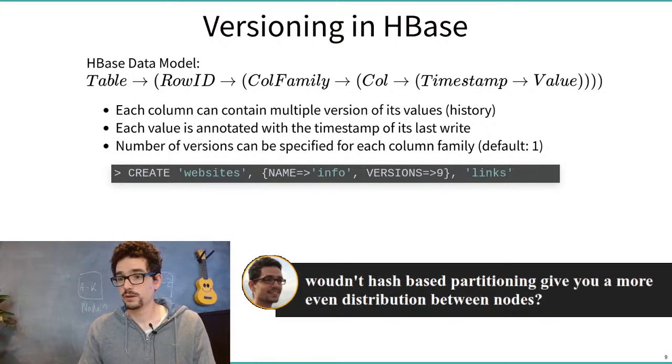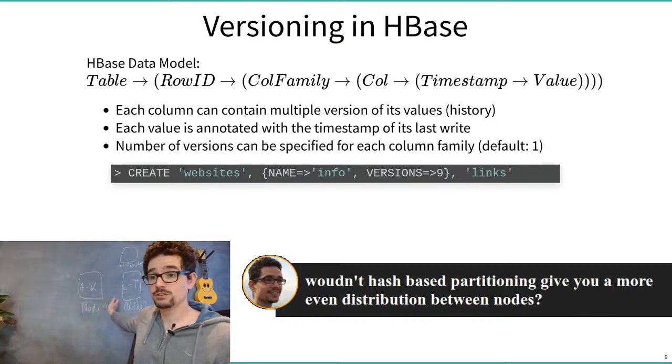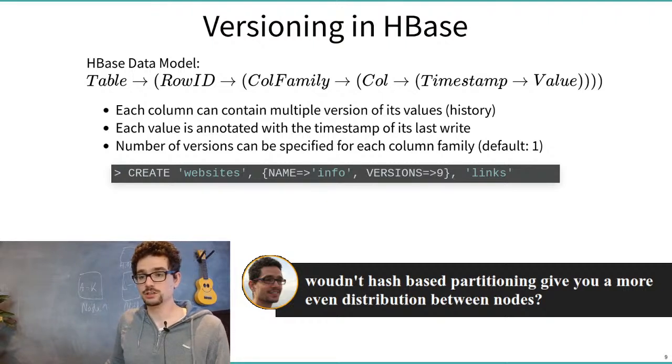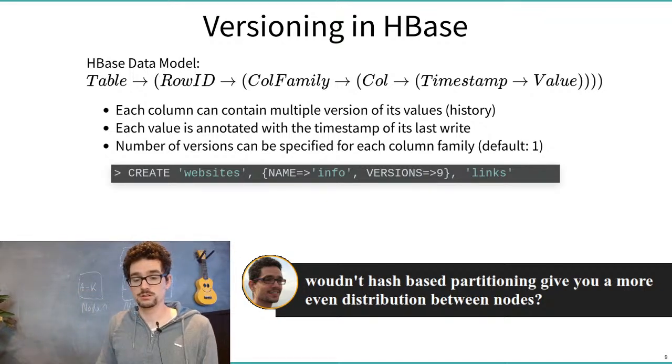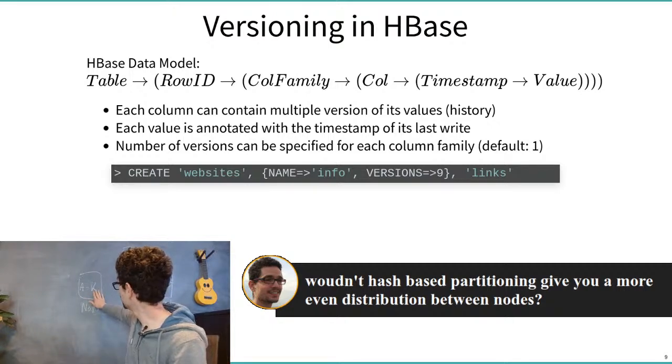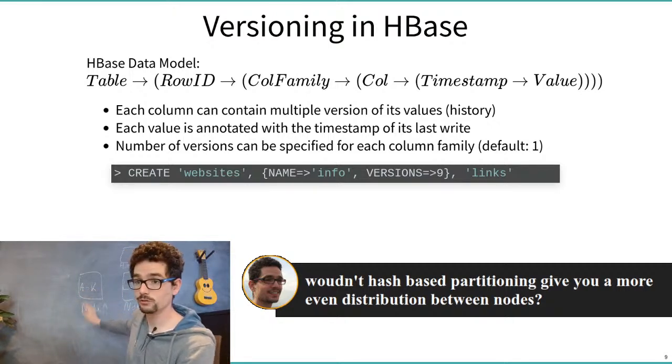So the question about HBase: wouldn't hash-based partitioning give you a more even distribution between nodes? No. The magic in range partitioning is choosing good ranges. So we don't say from A to K, but we choose the upper limit and the lower limit of each range, so that the distribution is even.